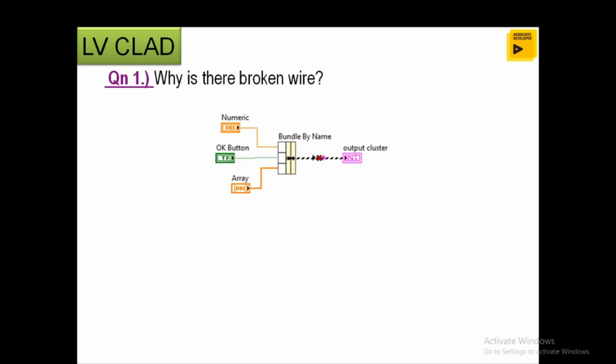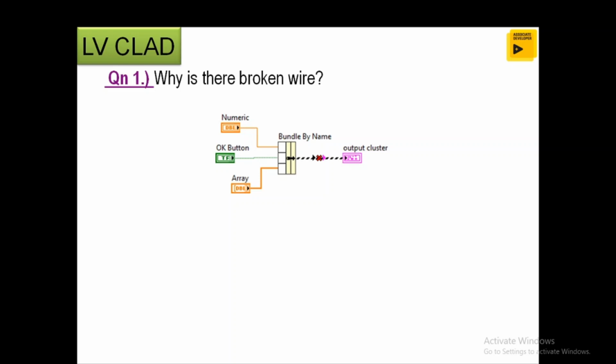Why is there a broken wire? Here I'm providing three different controls: a numeric scalar element, a Boolean scalar element, and an array element which has a DBL data type. Okay, here I'm introducing the bundle by name.